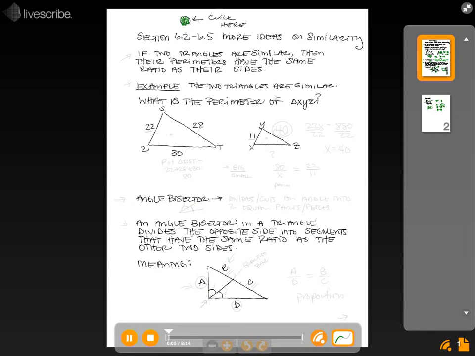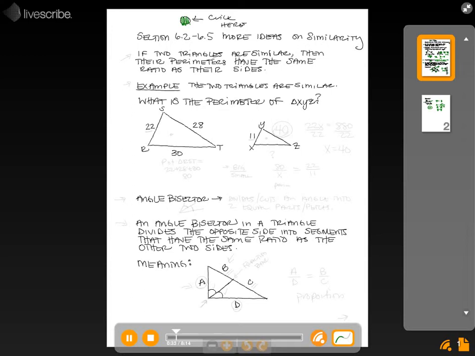Alright, this is another video, the final video for section 6.2 through 6.5, and it's more ideas on similarity. Now, we've already talked about parallel lines and how they set up a proportion, that the sides have to be in a proportion, how we can set up scale factors, and how we determine scale factors and set up similarity statements. We're going to take this a step farther, and we're going to solve some different types of problems that either use similarity or proportions.